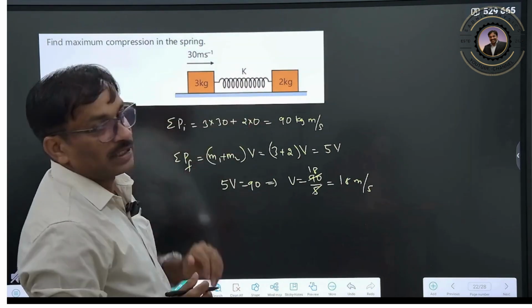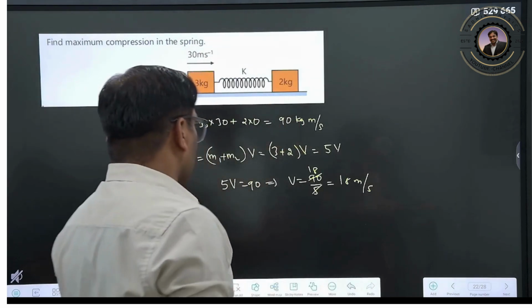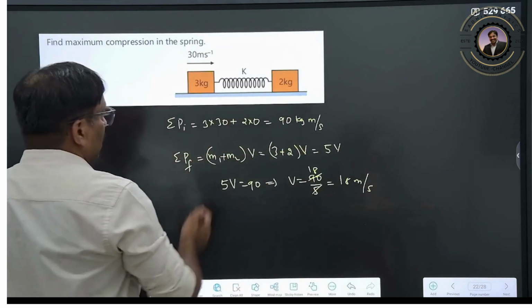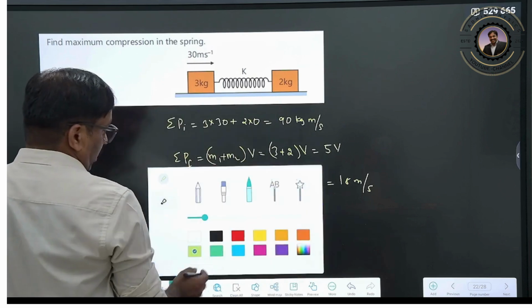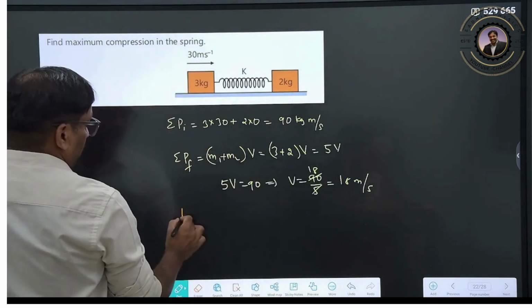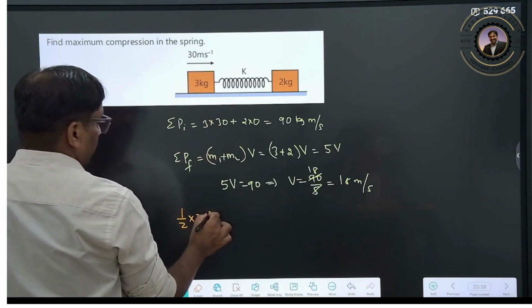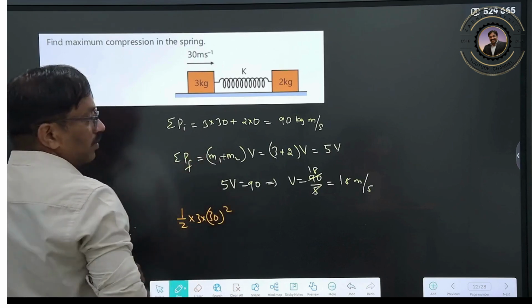we want the maximum compression here. We want to calculate the maximum compression now. Here you have to use the law of conservation of energy. What is the law of conservation of energy? Initially, how much energy is given? It has kinetic energy, therefore half into the mass, that is nothing but 3 into 30 square. Initially this much energy is there.